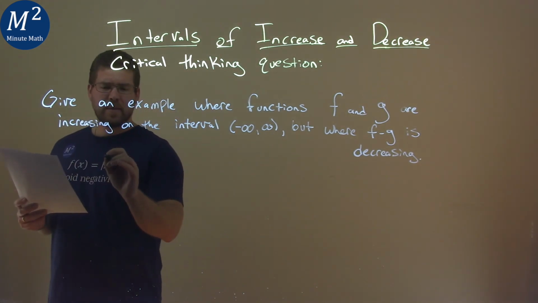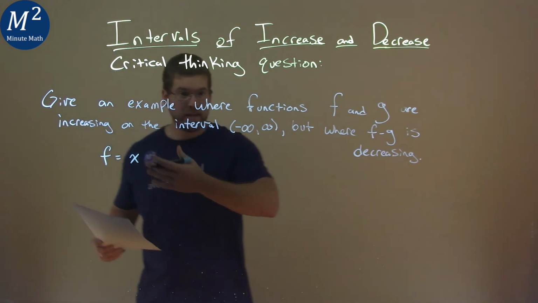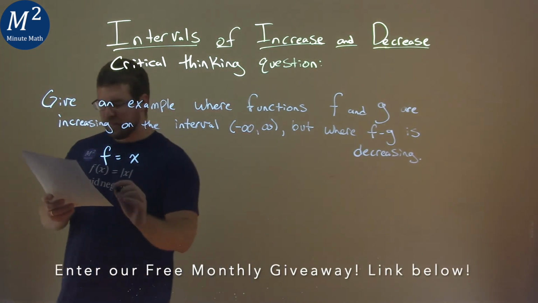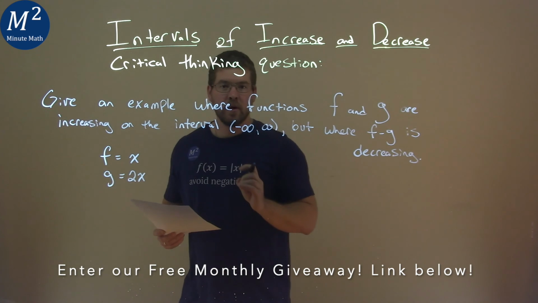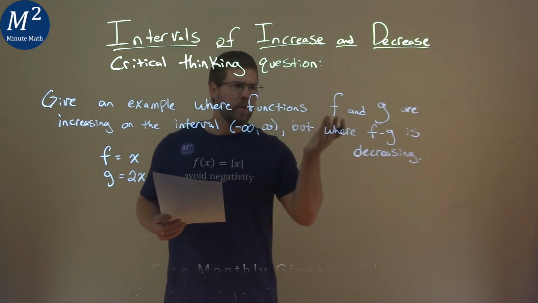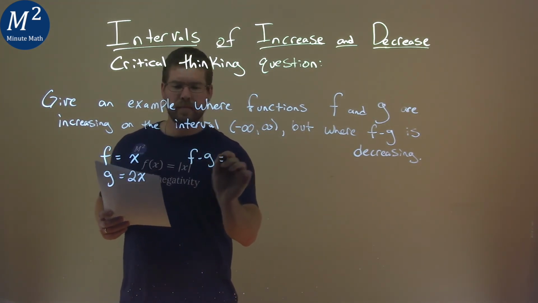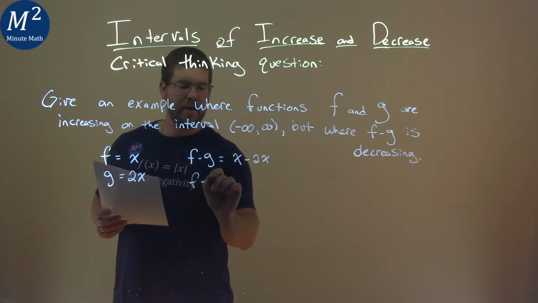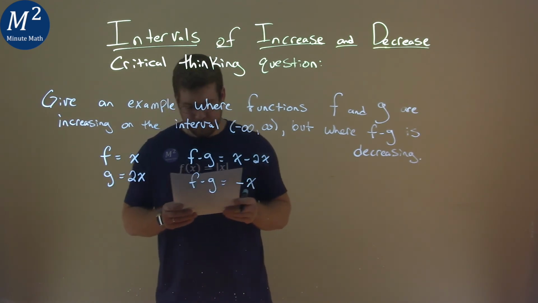So let's say, for example, our function f is equal to just x. That is increasing on the interval from negative infinity to positive infinity. What about g? Let's say g is equal to 2x. Again, this is increasing from negative infinity to positive infinity. But what happens when we have f minus g? F minus g is equal to x minus 2x. Simplify that, and x minus 2x is a negative x.